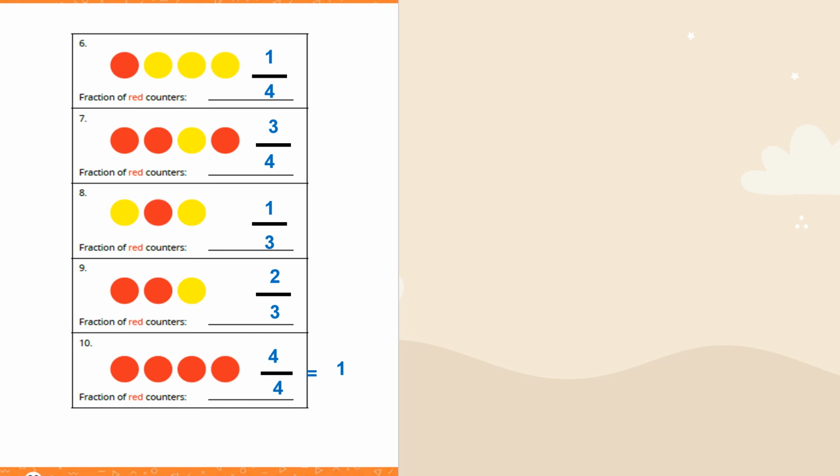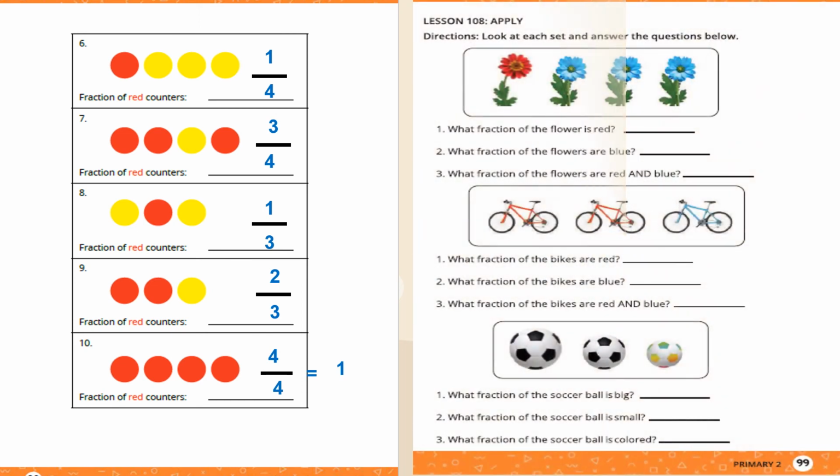Look at each set and answer the questions below. I have here flowers, red and blue. He will ask me questions and I will write the fraction. So remember the definition: the number of the color part goes upper the fraction bar, then the total parts, colored and not colored, go lower, under the fraction bar.